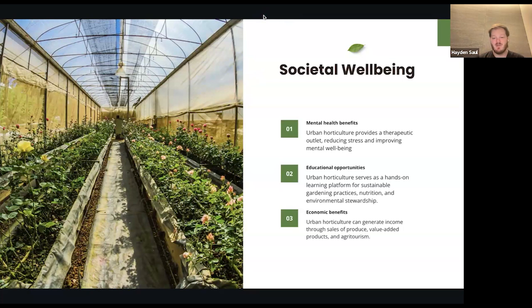And lastly is the economic benefits. Urban horticulture can generate income through sales of produce, value-added products, and agrotourism. Something that has been very popular around here is these farmers markets. Everyone loves to go to them and get fresh grown produce that they normally otherwise can't get from their local store.